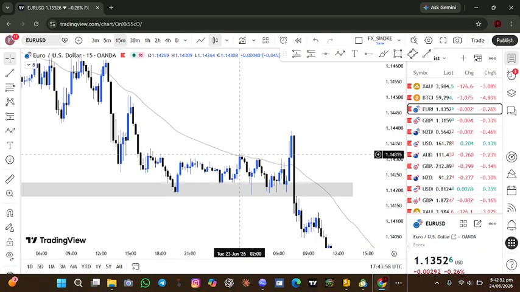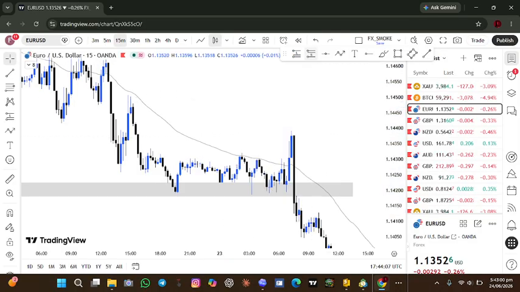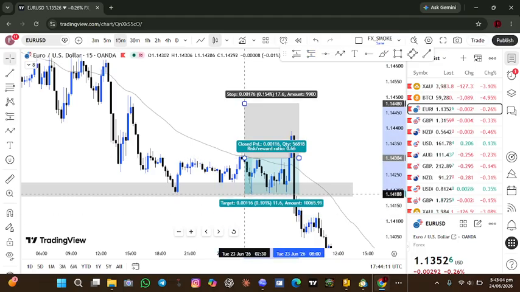Here you can see how the market has been using it multiple times to sell. The moment we have our rejection, we're just going to enter. We have our rejection, we are going to enter over here. Aim for 1 to 2.